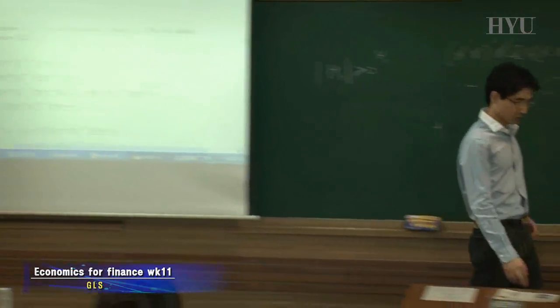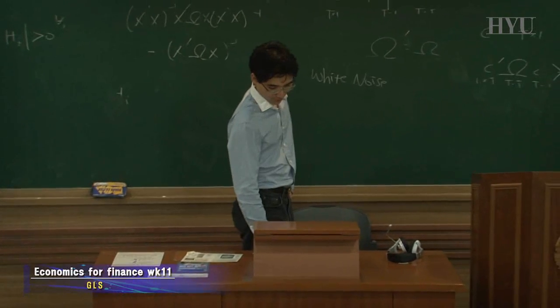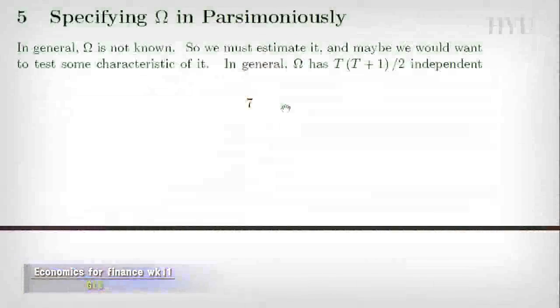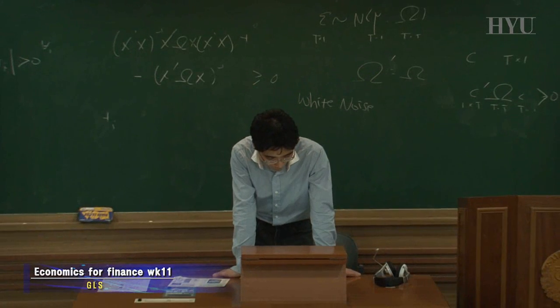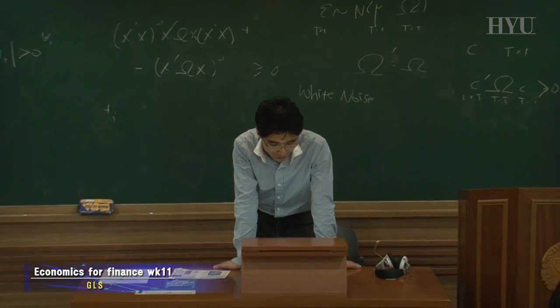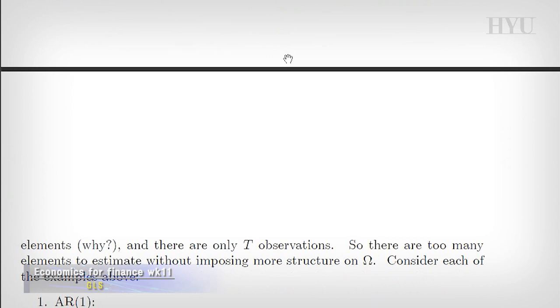Okay, now let's go to the next topic. Specifying omega parsimoniously. In general, omega is not known. So we must estimate omega, and maybe we would want to test some characteristics of it. But in general, omega has T(T+1)/2 independent elements, because it is symmetric.